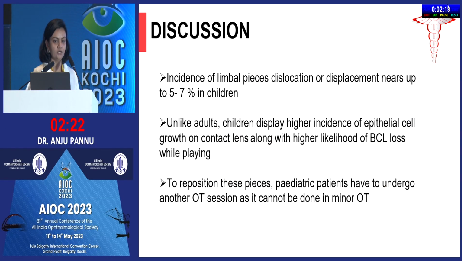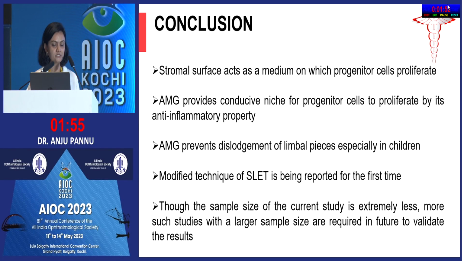For discussion, displacement of limbal tissue is a very common problem, especially in children, about 5 to 7%. We could even think of using a BCL, but the problem in pediatric patients is there is a high incidence of epithelial cell growth on the contact lens, plus they can even lose the BCL. To reposition these, the pediatric patient has to undergo another OT session because it cannot be done in a minor OT as in adults. This study has proof that as AMG provides a conducive niche for progenitor cells to proliferate, the same can be provided by the corneal stromal surface. The AMG prevents the dislodgement of the limbal tissues.